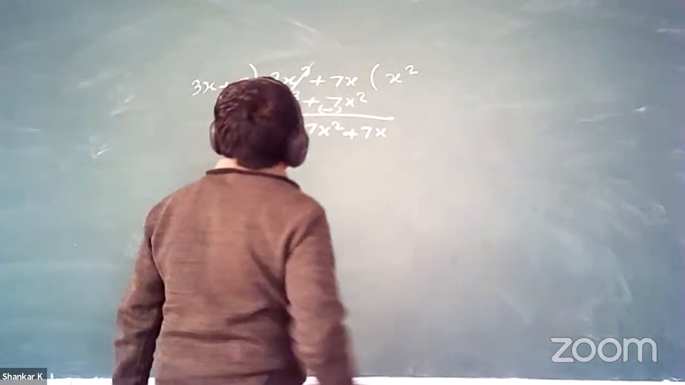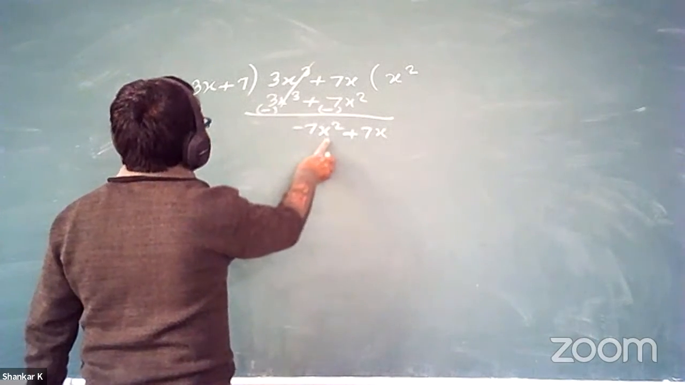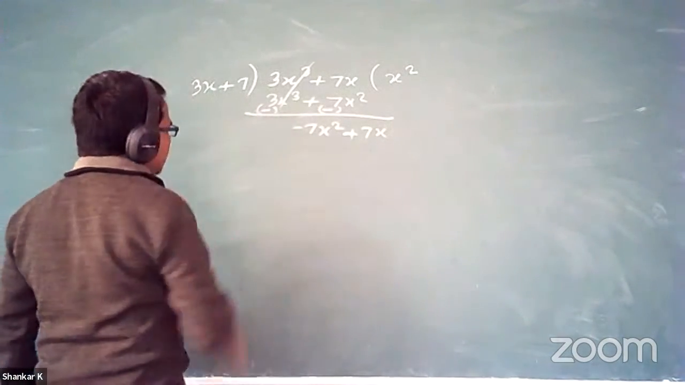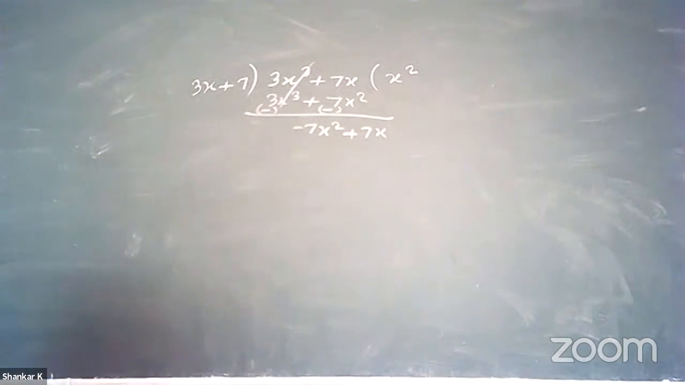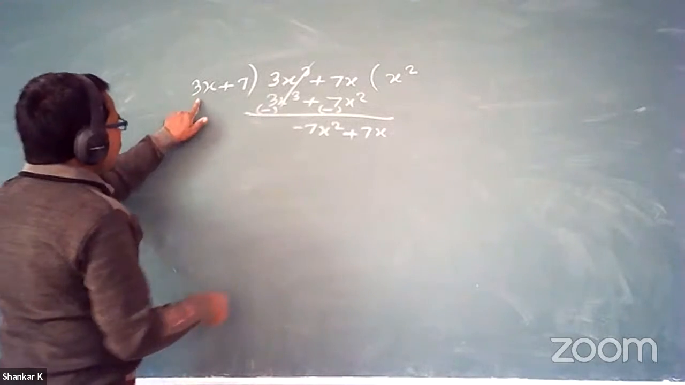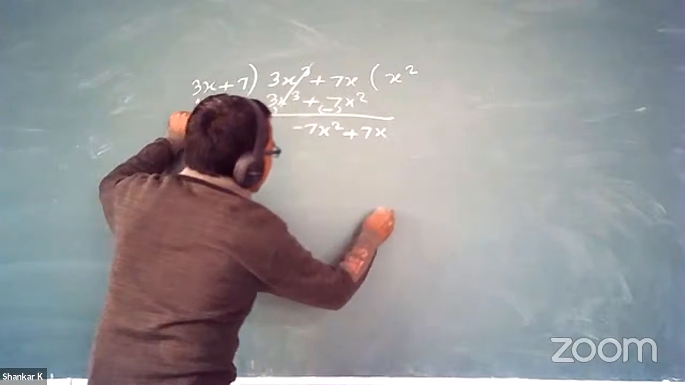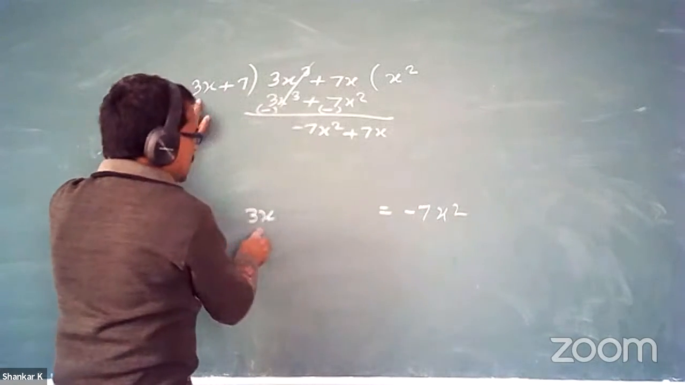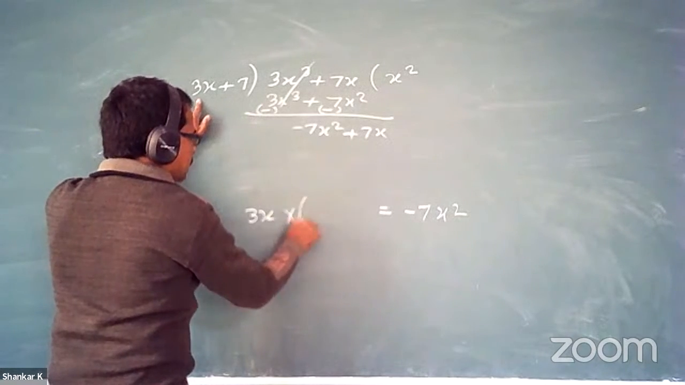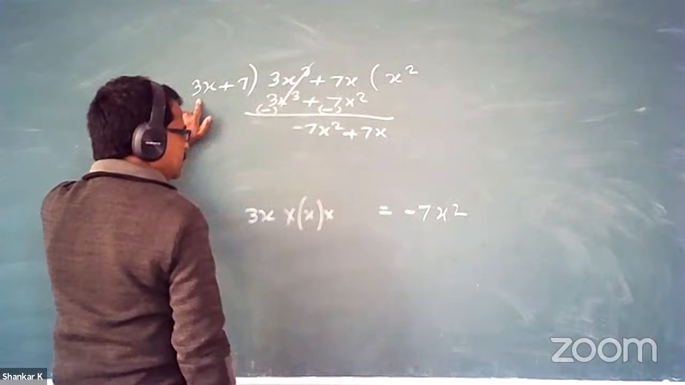Now, we should get minus 7x square. So already 3x is there. Who wants to tell us? It takes time. If you want, I will explain. Otherwise, no. Here 3x is there. Here we want minus 7x square. Here 1x is there. We need one more x. Minus 7 we want. Okay.